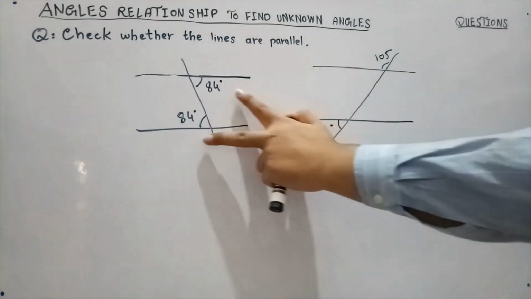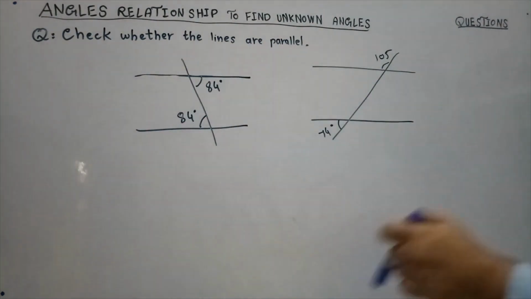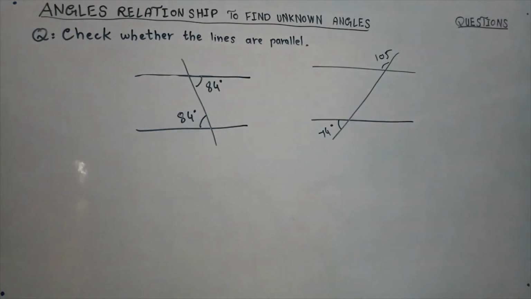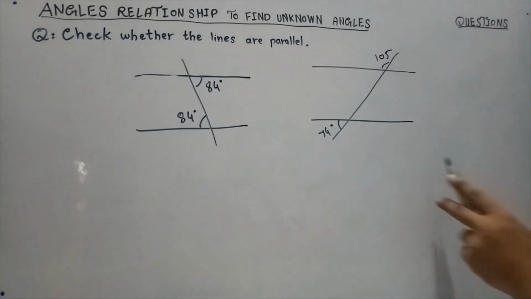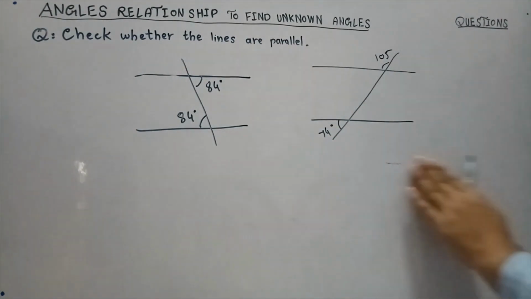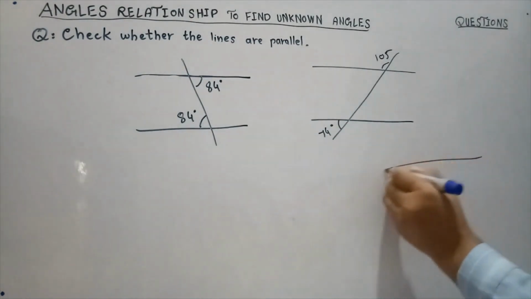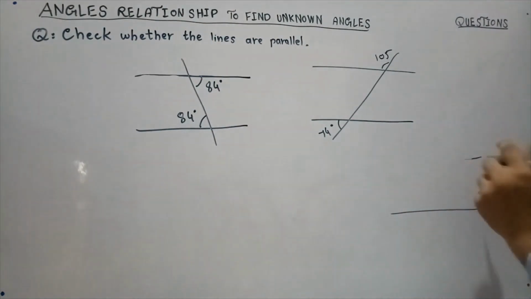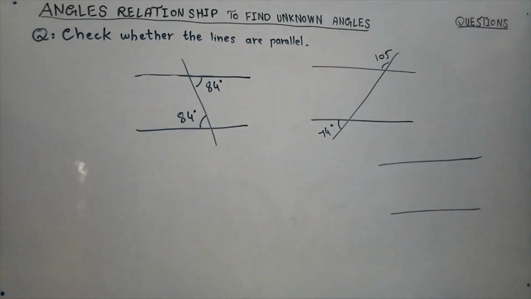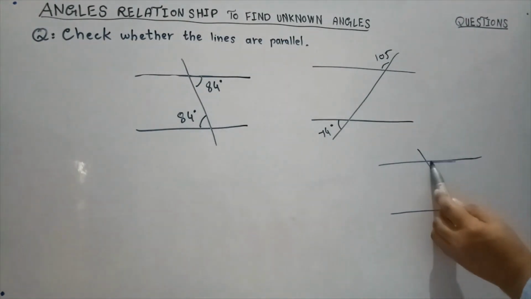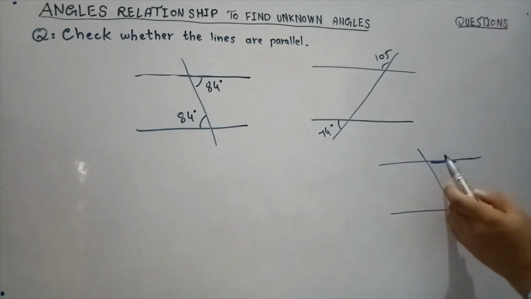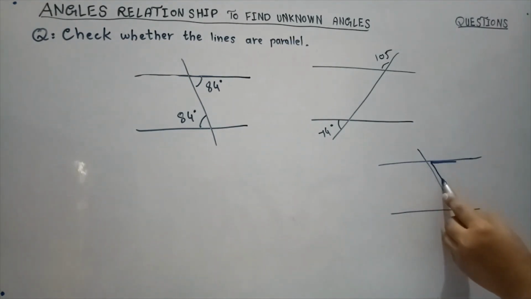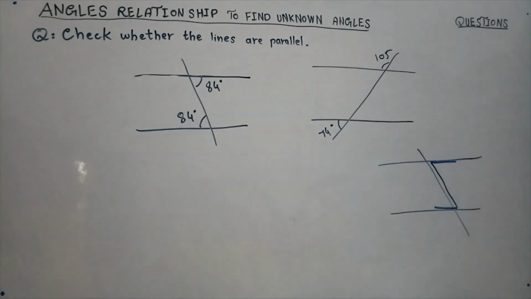First of all, I will go for this one. If I apply alternating angles, we know that in alternating angles we will get a Z shape. You can see we will get a Z shape between two parallel lines.